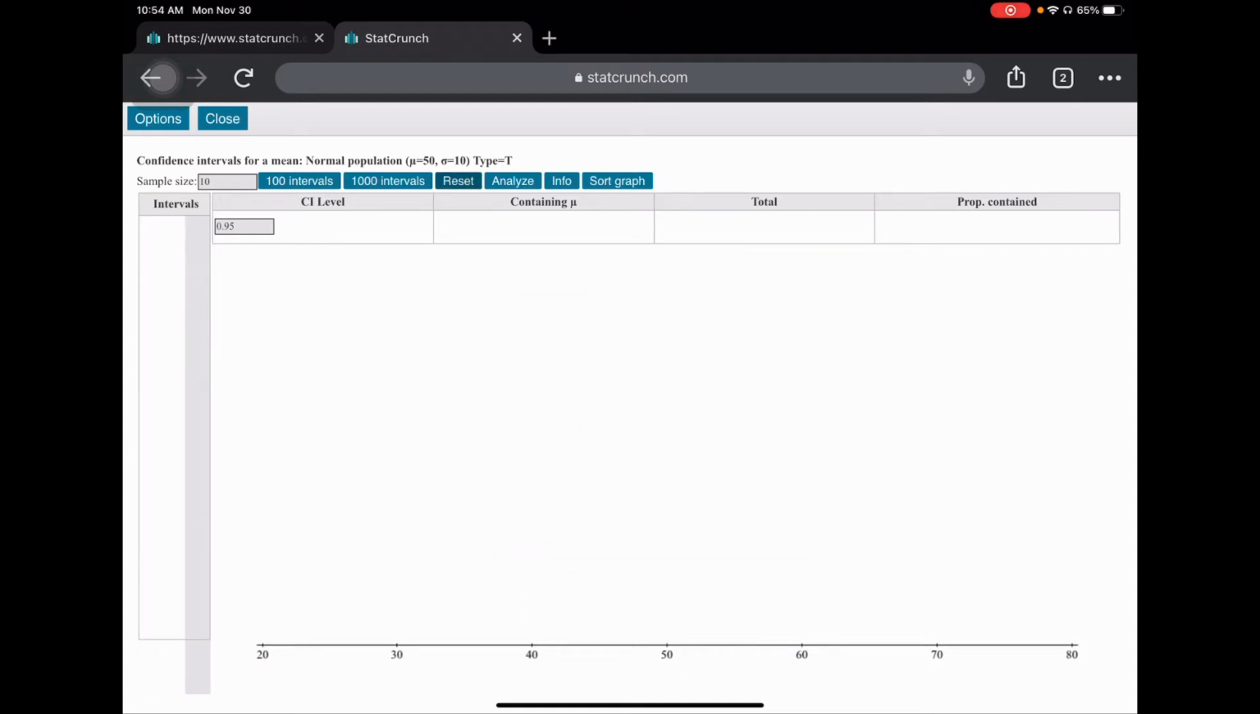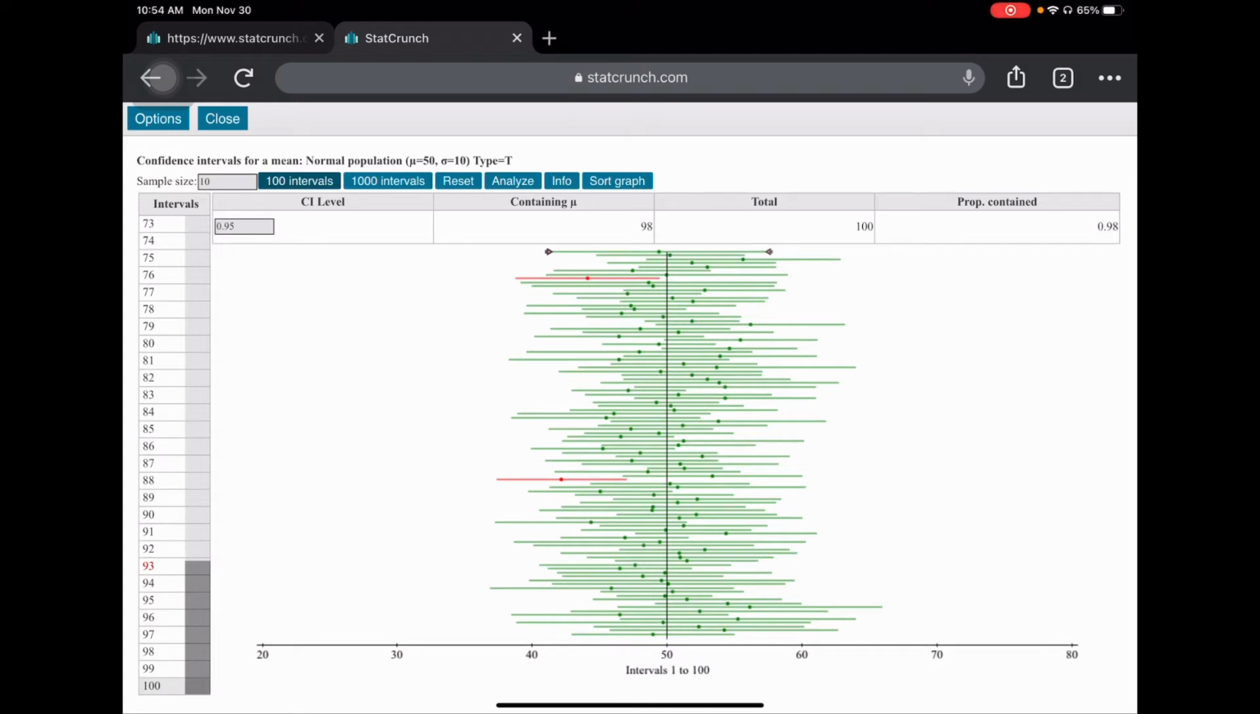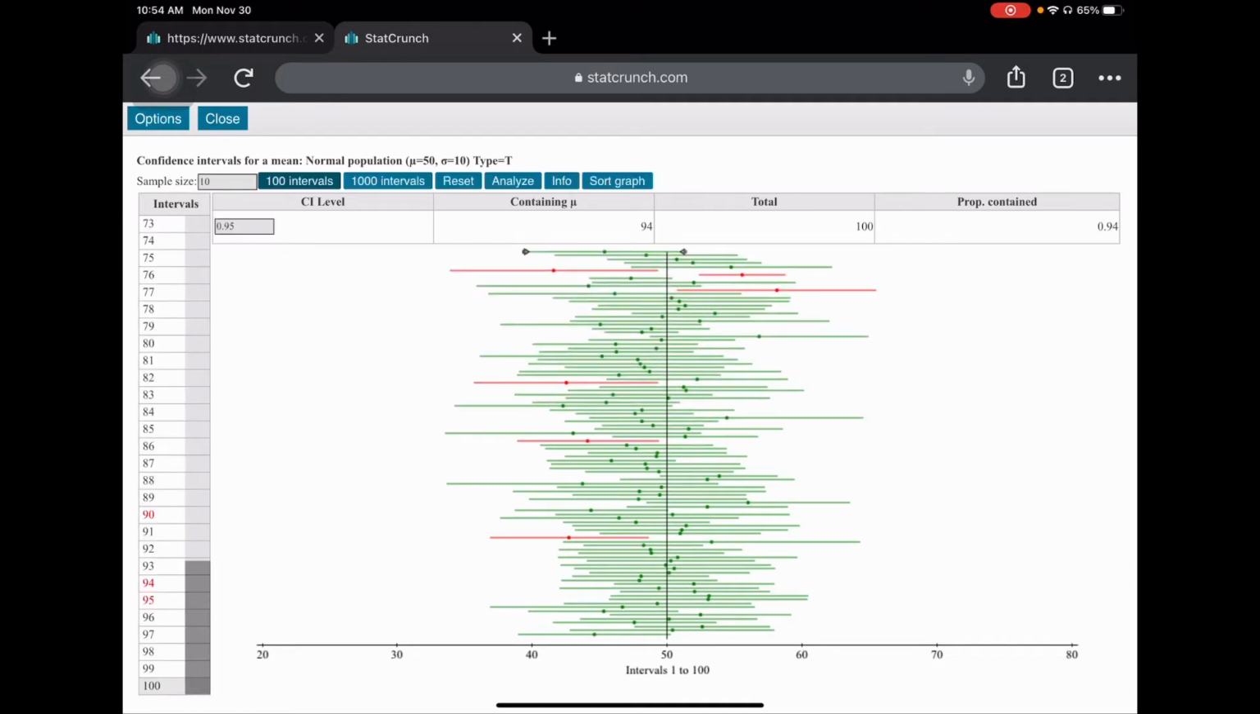Let's reset it and do 100 again. There's one, there's two. Again, we're running with 98%. 1, 2, 3, 4, 5, 6 now. So this is 94%. So you can see what happens with the confidence interval.